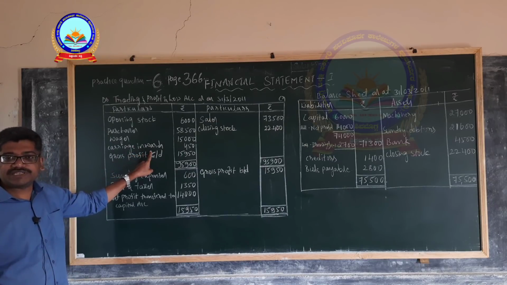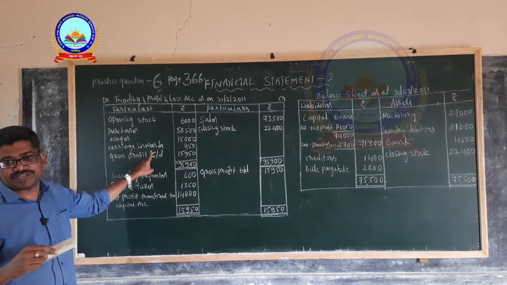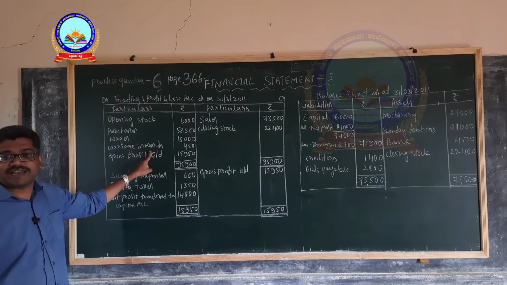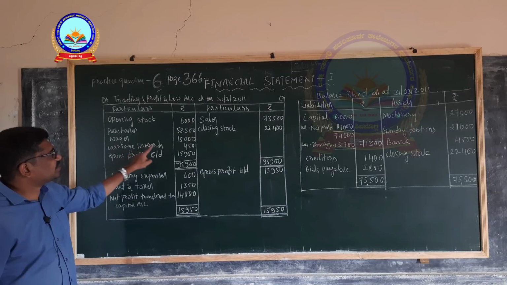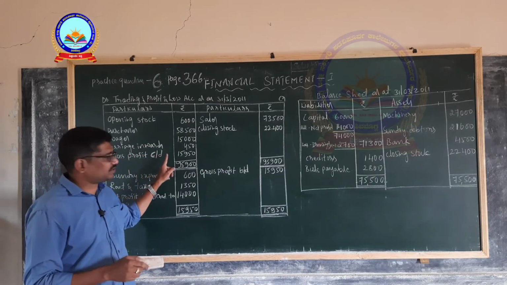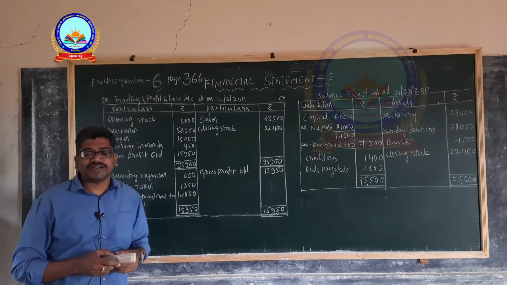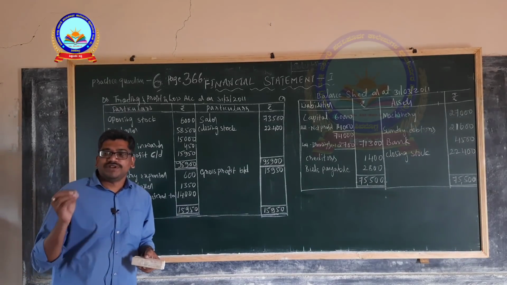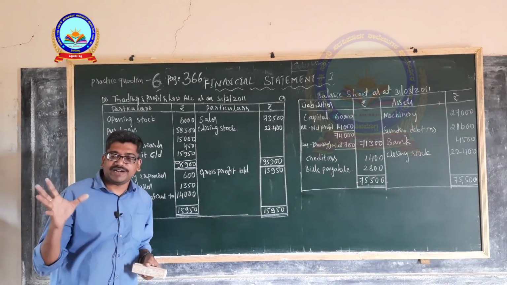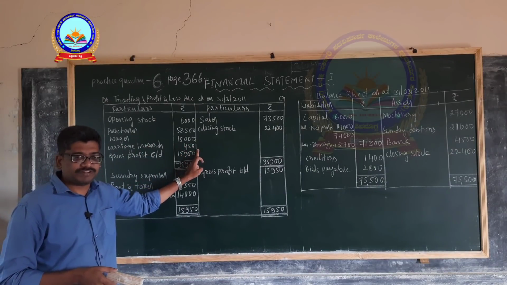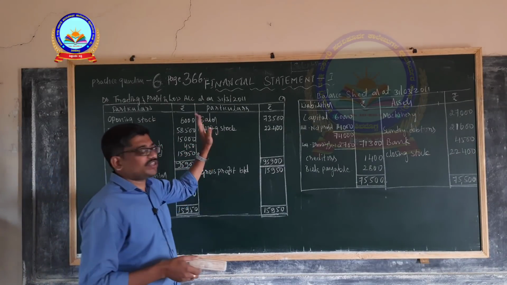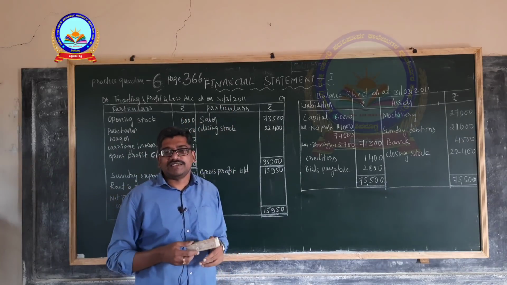Carriage means a transportation expenditure, the expenses incurred for carrying goods to the business is called carriage. Inwards means for bringing the goods in. So carriage inward is also a direct expense. Therefore we should record on the debit side of the trading account carriage inwards rupees 450.